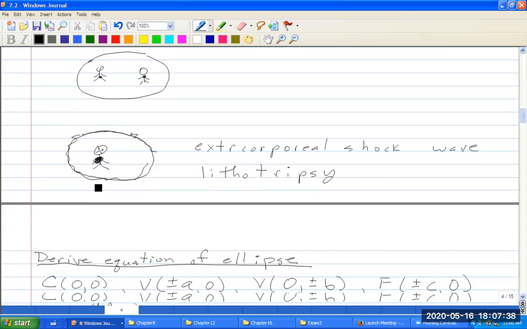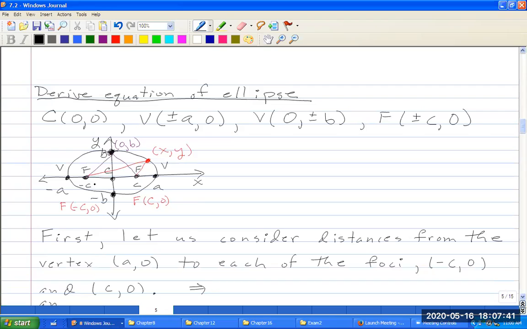Okay, so let's derive an equation of an ellipse. First, let's simplify this. So let's suppose that the center is at the origin, and let's say that the foci are located at (c, 0) and (-c, 0), and let's say that the two vertices are at (a, 0) and (-a, 0), and suppose that the other vertices are at (0, b) and (0, -b).